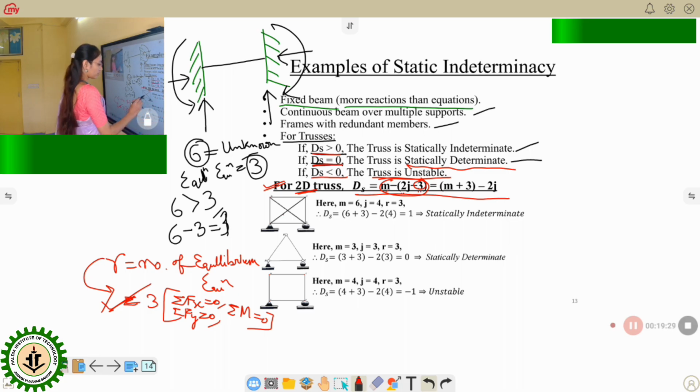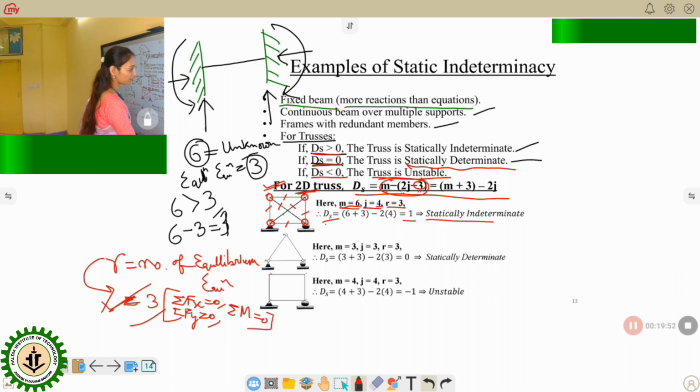For this truss, how many m is there? M means member. 1, 2, 3, 4, 5 and 6. Therefore m is 6. Now joint is 4, and r is 3 equilibrium equation. That is 3 equilibrium equation, we all know. Therefore the degree of static indeterminacy becomes 1. That is the beam is statically indeterminate. Greater than 1, statically indeterminate.